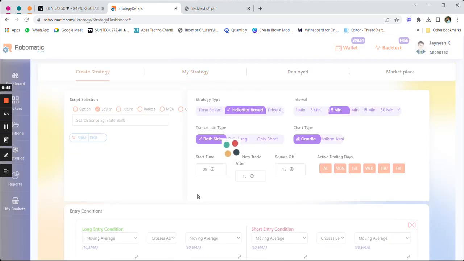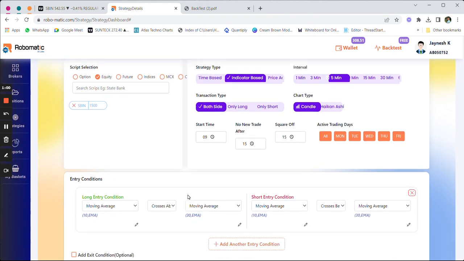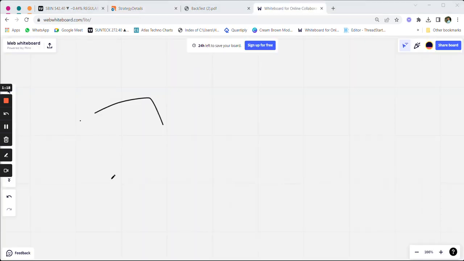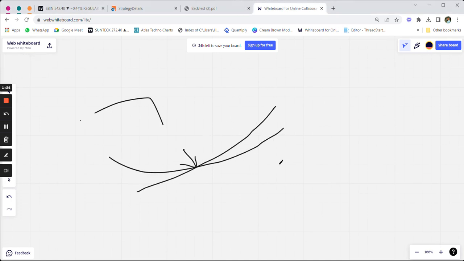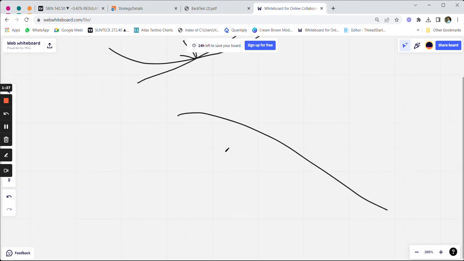Basically, the logic of the moving average crossover strategy is whenever a short-term moving average crosses above a long-term moving average, there is a bullish signal, and whenever a short-term moving average crosses below the long-term moving average, it is a bearish signal. If there is a crossover like this, it is known as a bullish crossover between two moving averages. And if there is a crossover like this, it is known as a bearish crossover between two moving averages.